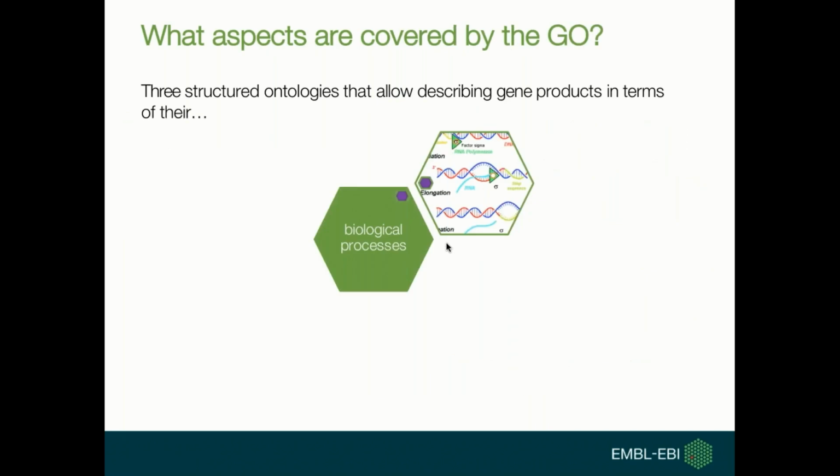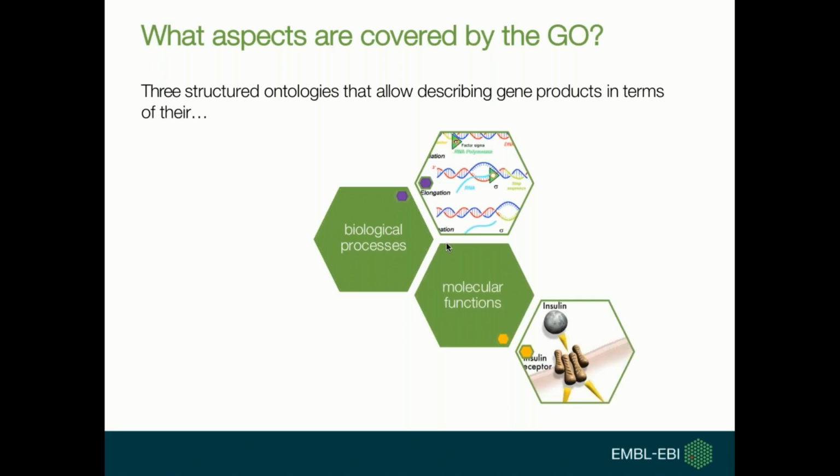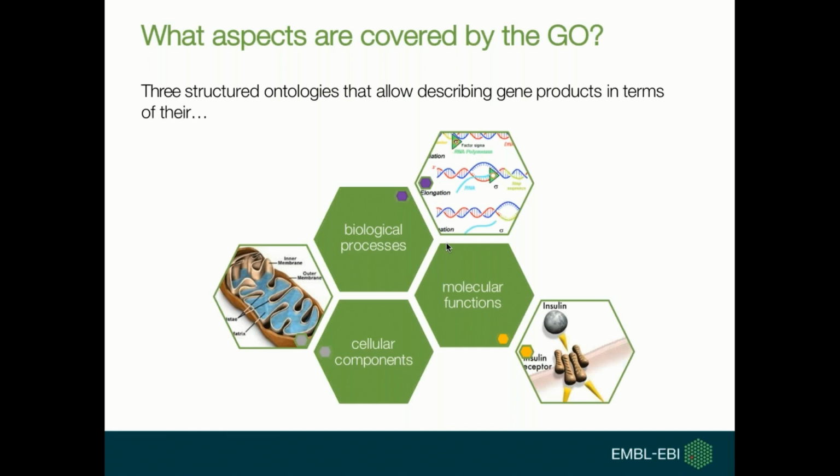What aspects are covered by the GO? Well, it's technically three structured ontologies that make up the Gene Ontology, and they describe first the biological processes that a gene product may be involved in, the molecular function that they may have, and where these functions and processes take place. That's referred to as the cellular component.